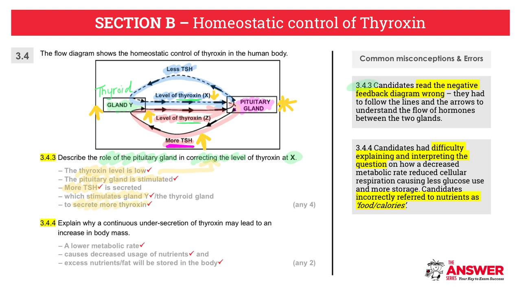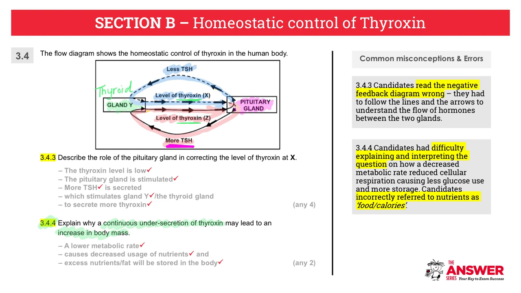Candidates read the negative feedback mechanism wrong. They had to follow the lines and arrows to understand the flow of hormones between the two glands. And it is a bit of a confusing diagram, but that's why it's important to unpack this before you actually tackle questions. Question 3.4, explain why continuous undersecretion of thyroxine may lead to an increase in body mass.